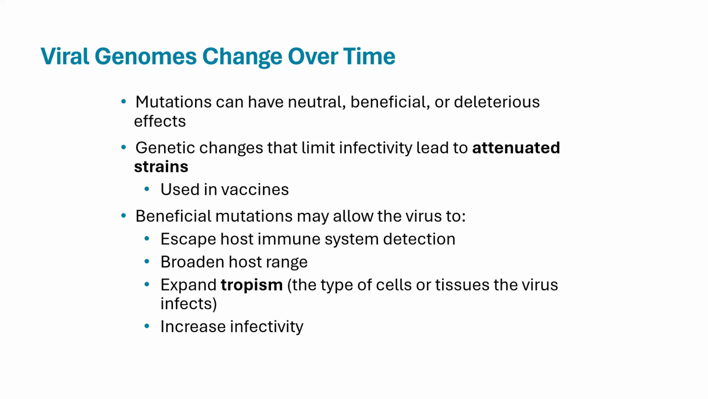Mutations can produce neutral, beneficial, or deleterious effects. Any genetic change that limits infectivity leads to what is called an attenuated strain. These are what we use in many virus vaccines, but not all. Beneficial mutations may allow the virus to escape host immune detection, broaden its host range or host tropism, or expand its cell or tissue tropism, overall increasing its infectivity.